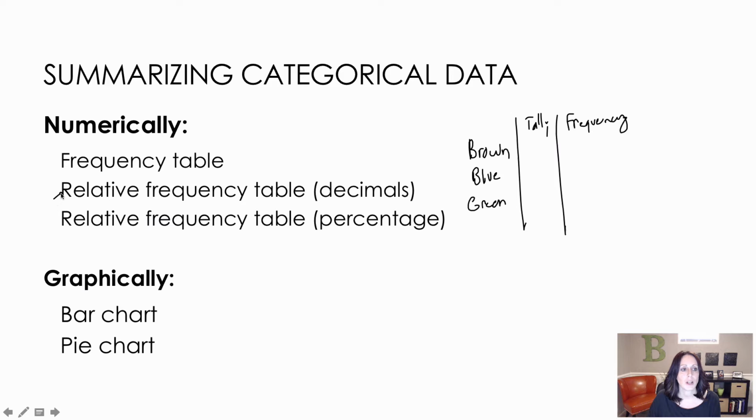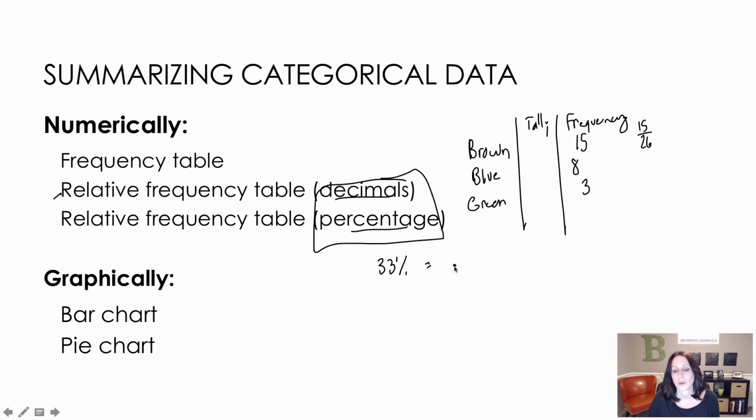Our other options are a relative frequency table, either using decimals or percentages. So we wouldn't just look at the frequency of, say, 15 people with brown eyes and 8 people with blue eyes and 3 people with green eyes. We would actually then say, well, brown was 15 out of the total, which is 15 plus 8 plus 3. So 15 out of 26, and we would divide that and turn that into a percentage or a decimal. So again, these two are very related. Whether I'm writing, say, 33% as a percent, or as a decimal, it would be 0.33. You get the idea.